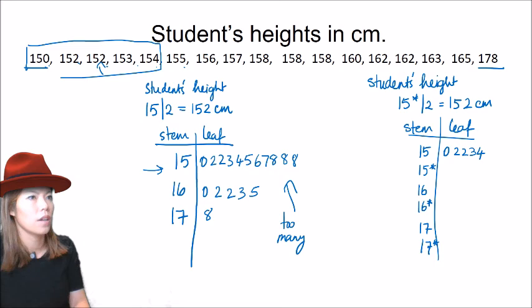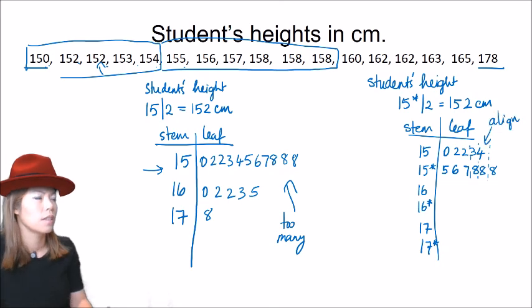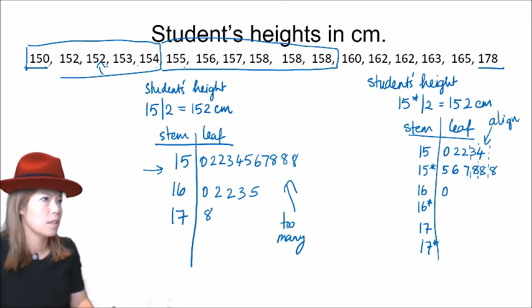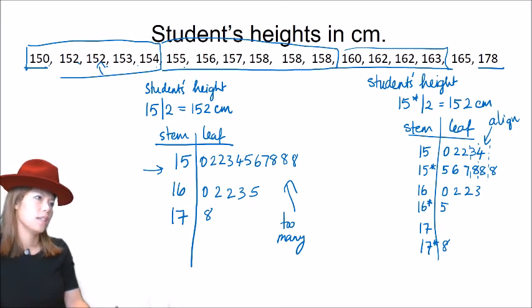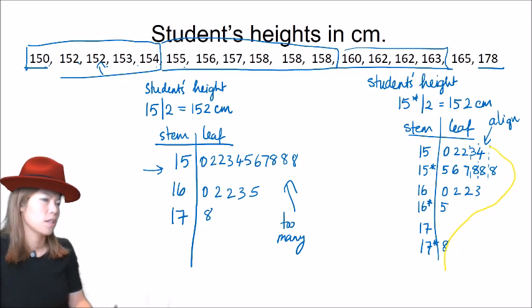Then we have 155 to 158. 5, 6, 7, 8, 8, 8. And you try to keep the digits one underneath the other. So keep them aligned. Then we have 160, and then all the way to 63, and then we have 165 and 178. Now looking at this stem and leaf plot, we can see the data much better. So we can see that it's kind of skewed to the right.